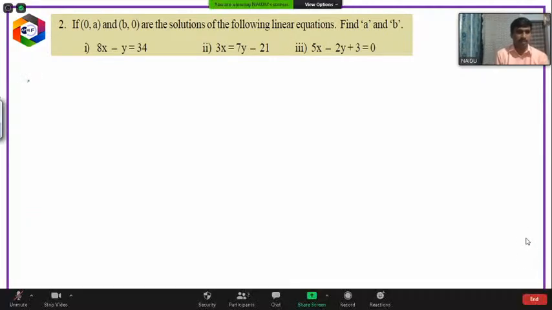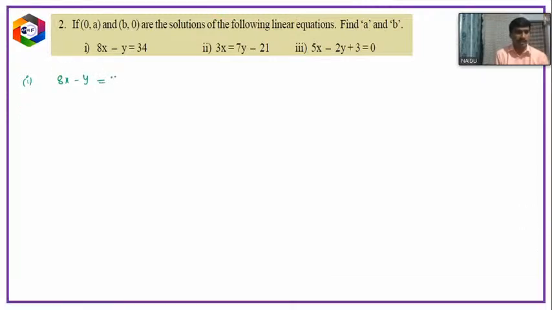So I'm going to take the first question. What is the first question actually? 8x minus y is equals to 34. So here two solutions are given: (0, a) and (b, 0) are solutions. So first, there are two solutions given, not one solution. So we will take the first solution, and since it is the solution, it satisfies the given equation.